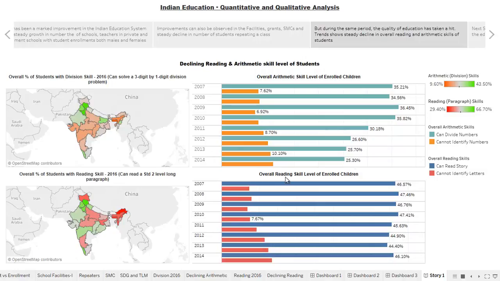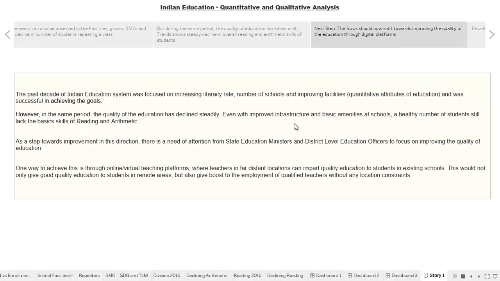Similarly, if we look at the reading skill level of enrolled children, the share of those who cannot read increased to 13.5%, which is almost doubled in 5 years. At the same time, we can also see a decline in the number of students who can read a full story. Let us look into the next steps which can be taken to improve the situation.